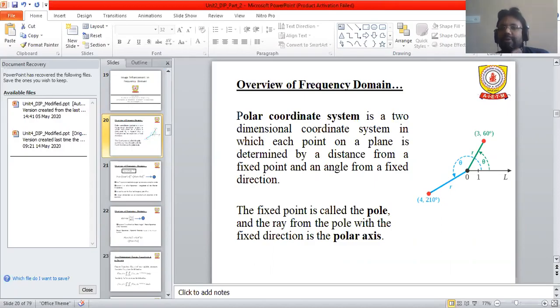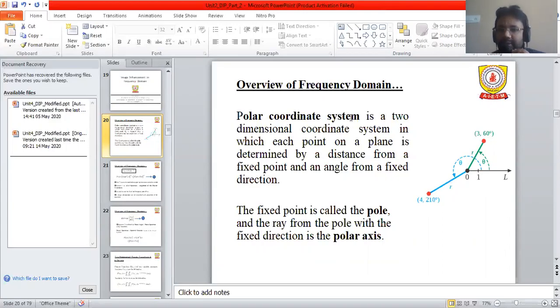The polar coordinate system is a two-dimensional coordinate system in which each point on a plane is determined by a distance from a fixed point and an angle from a fixed direction. Here, we have theta measured anti-clockwise from the x-axis, and this is r, which is the distance of this point from the origin. So we have a 60-degree anti-clockwise movement, and here we have a 210-degree movement for this point.